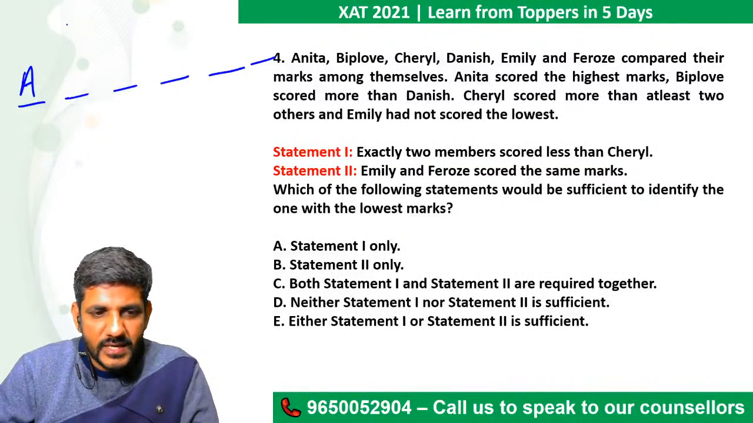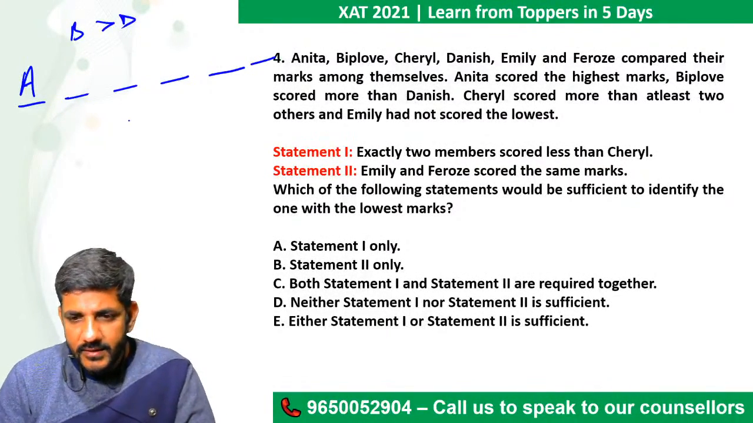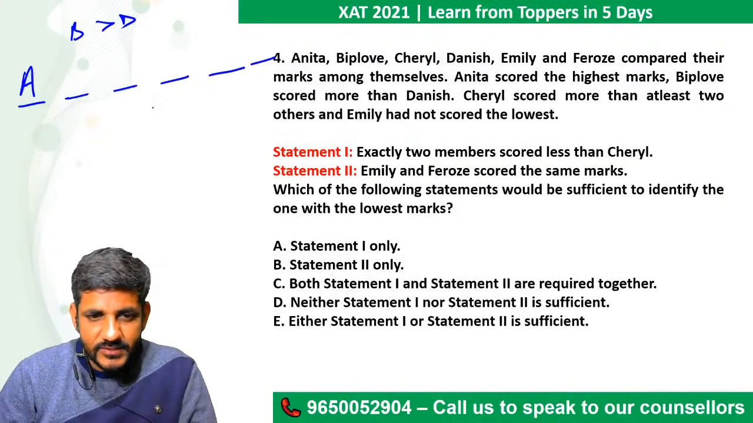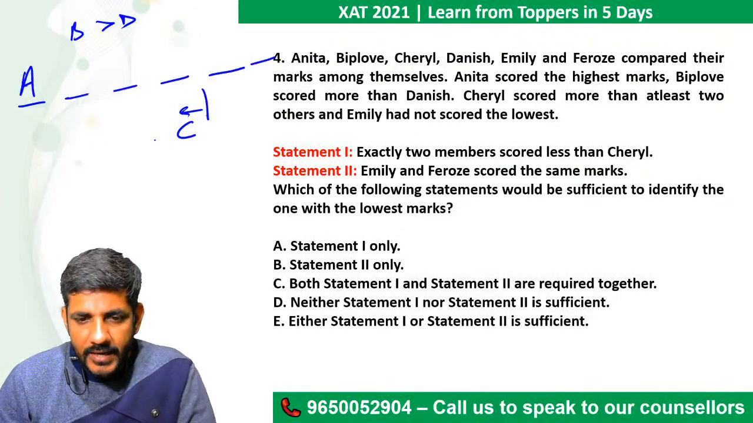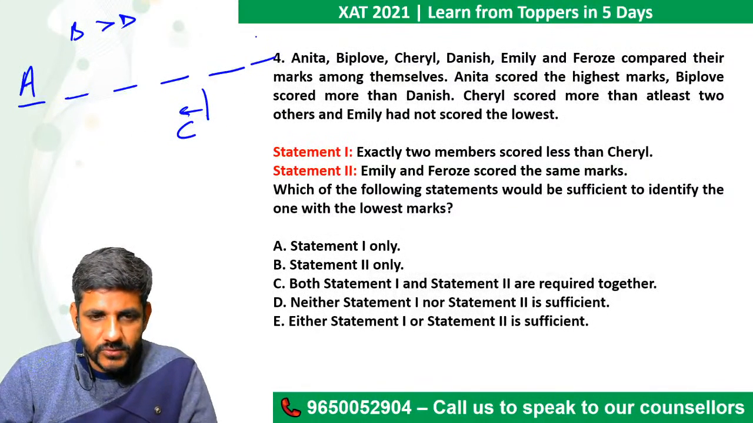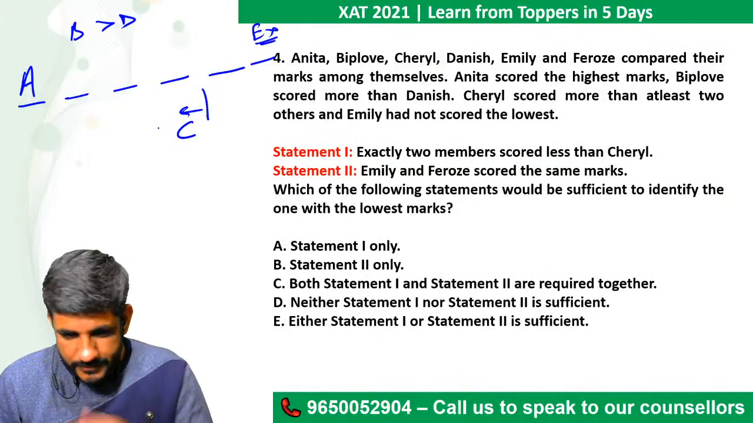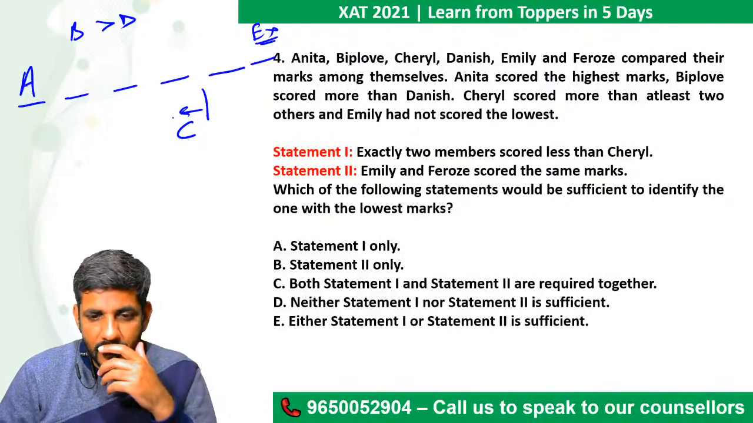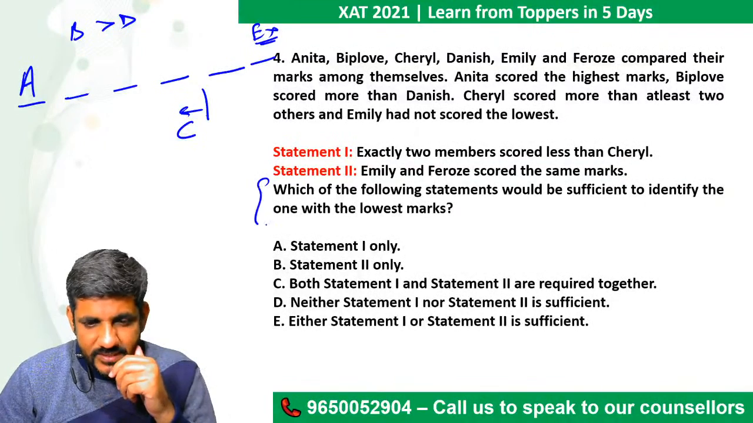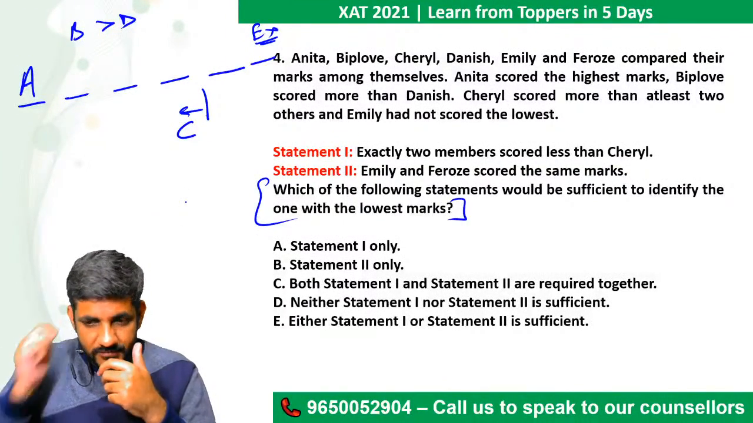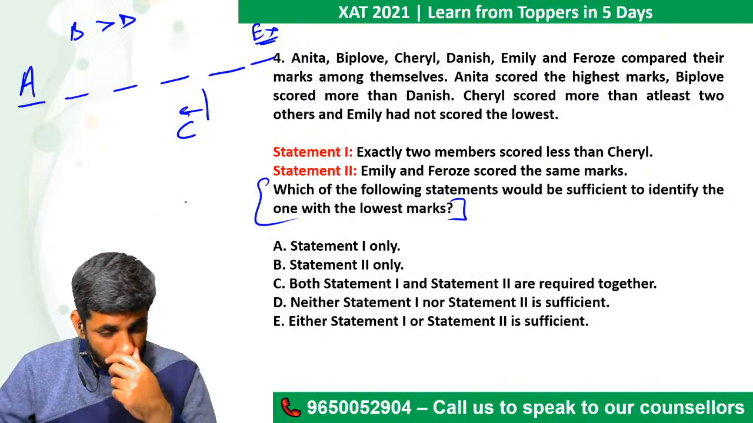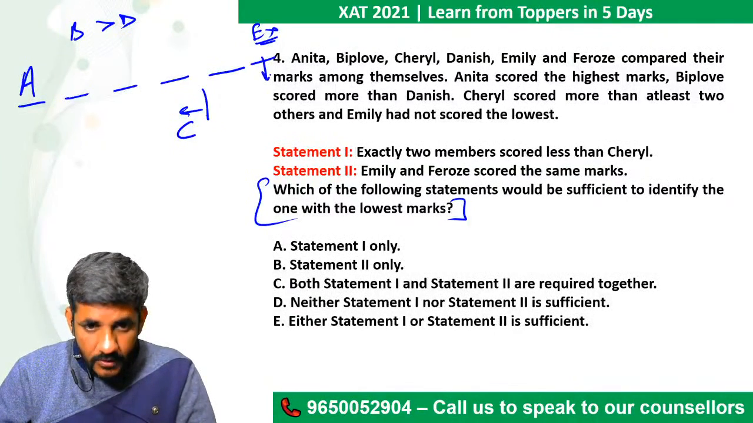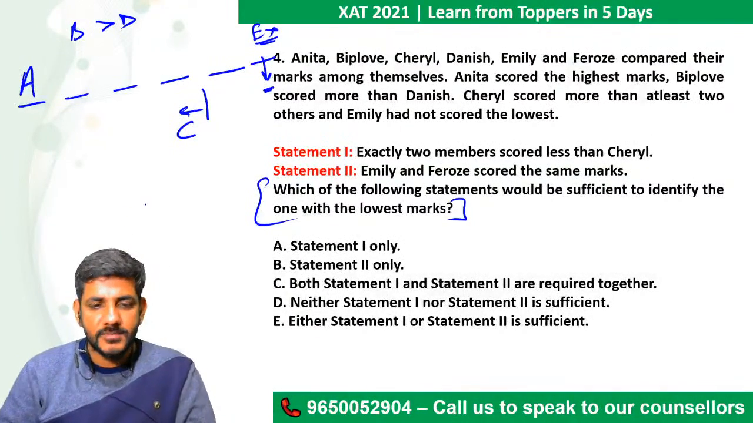B scored more than D. C scored more than at least 2 others. So basically C must be above this. And E is not the lowest. So E is not here. So that's all. So the question is: which of the following statements would be sufficient to identify the one with the lowest marks? So we have to figure out who can be this person.